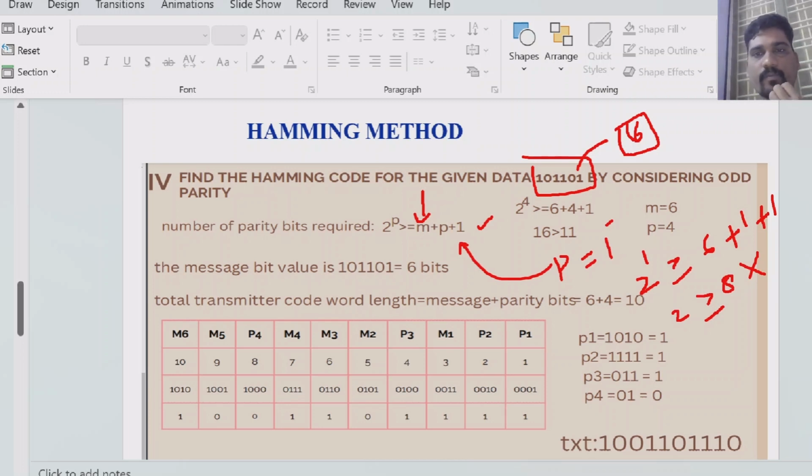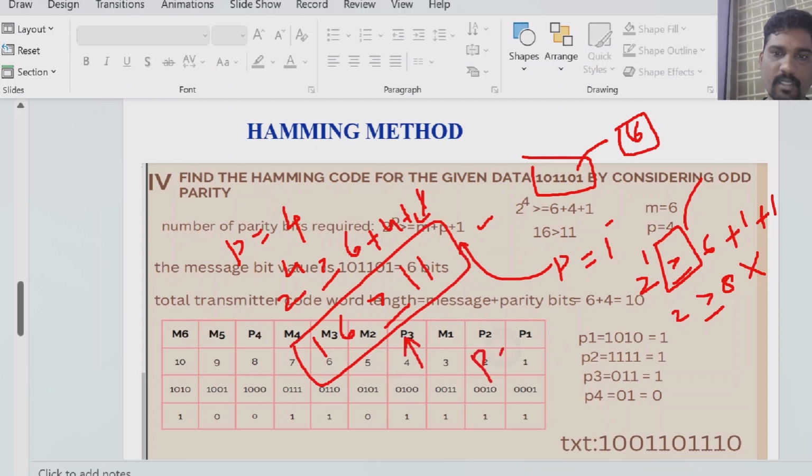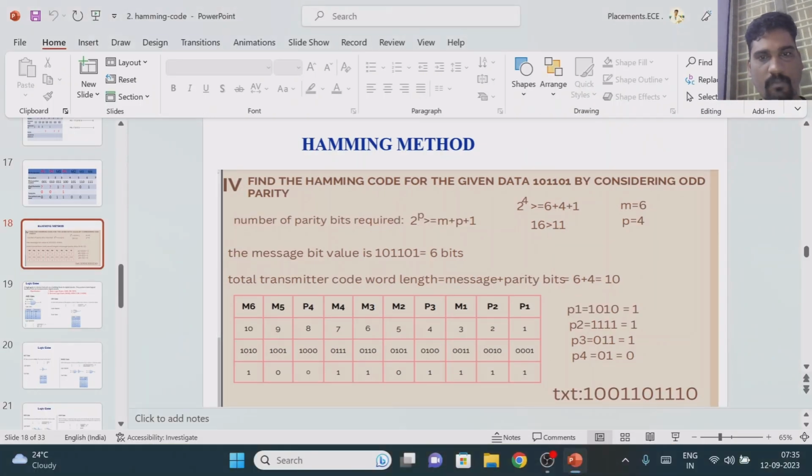Like that we have to try p values until the greater than or equal to condition is satisfied, and that is nothing but your p value. In this case, what is the p value? Suppose for example you consider p equal to 4, then substitute 2 power 4 greater than or equal to, the m value is constant, 6 plus 4 plus 1, right? 2 power 4 means the value is 16, right? So 16 is greater than or equal to 11. What do you mean by this? This condition is satisfied. So for the number of parity bits, we need to consider 4 parity bits, right?